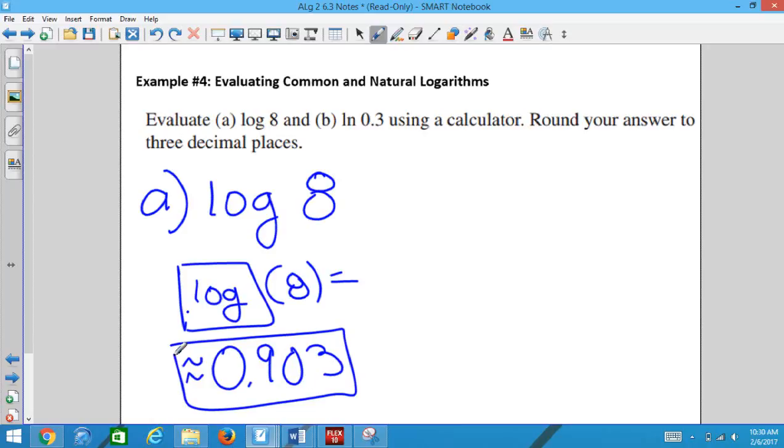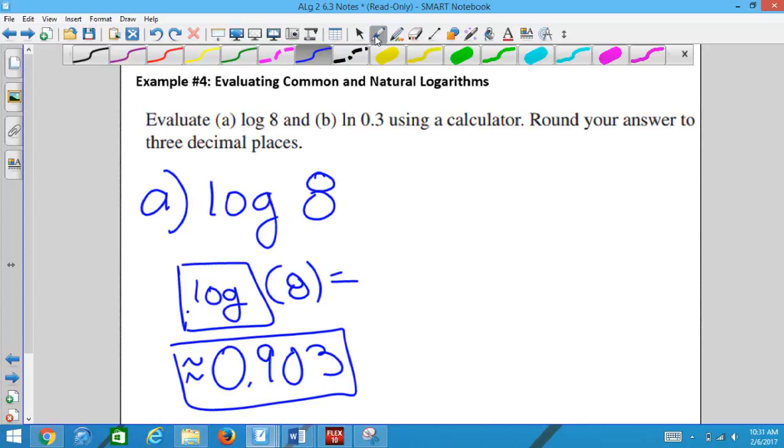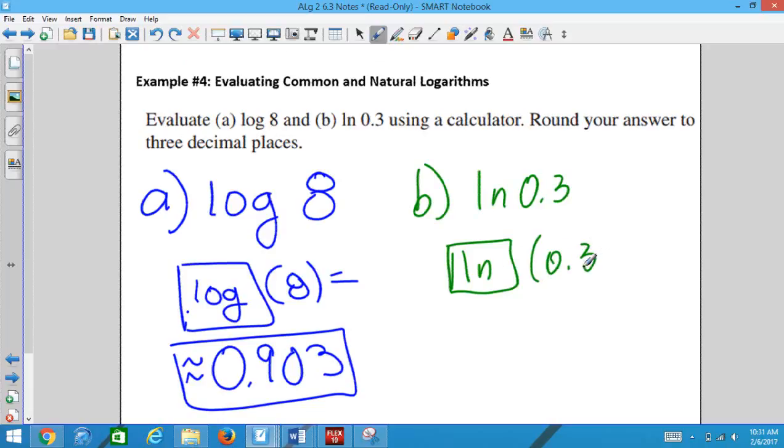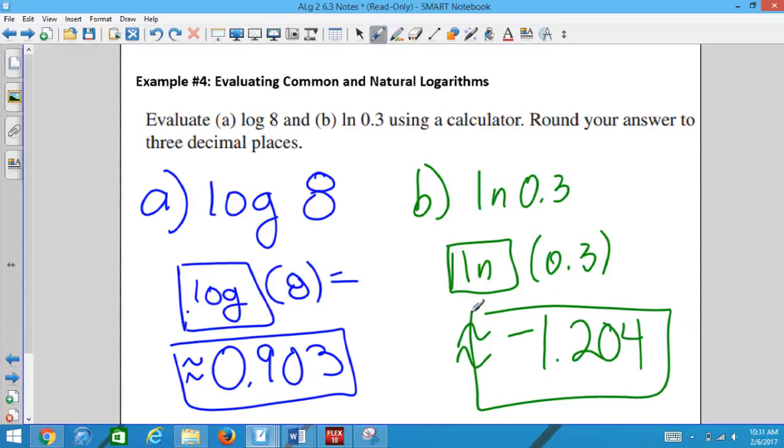Okay, the next question is a lot the same. It is ln 0.3, but since the natural log is so common, it got its own button on your calculator. So you just use the ln button and then type in 0.3. It's negative something. Negative 1.204. We have to round correctly, right? There's a 9 after it. We're going to round it up.